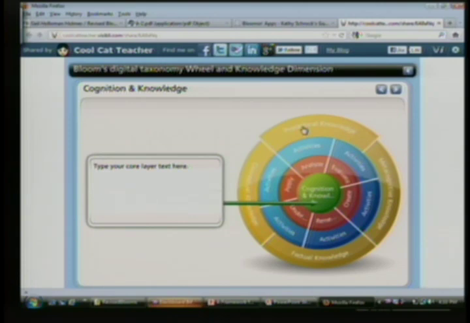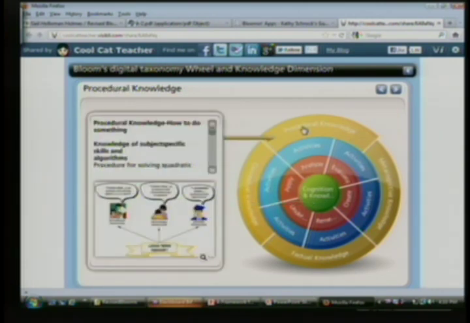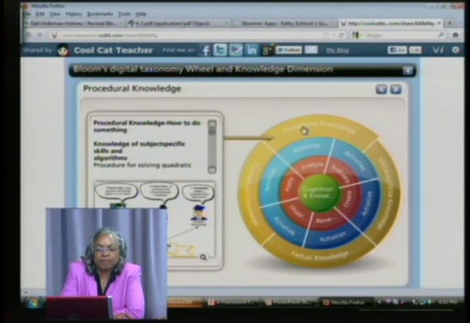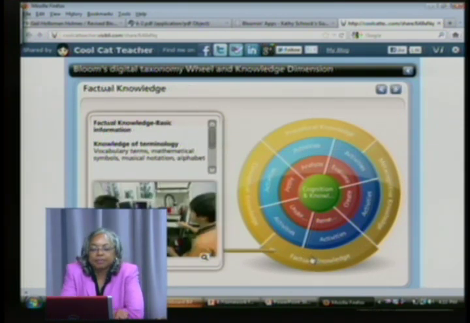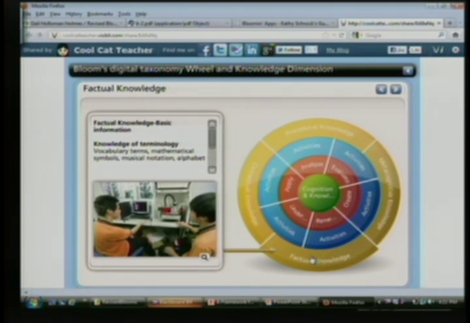So think, for example, you might want to look at procedural knowledge. In procedural knowledge, you want students to do a skill. You want them to create something. Or it may be the metacognitive knowledge. With the metacognitive knowledge, you're looking at how things in general break, how can you deconstruct something to understand the whole. You're looking at self-knowledge here. Factual knowledge, you're looking at vocabulary. What kinds of things can I do to help my students understand vocabulary? And then your conceptual knowledge.